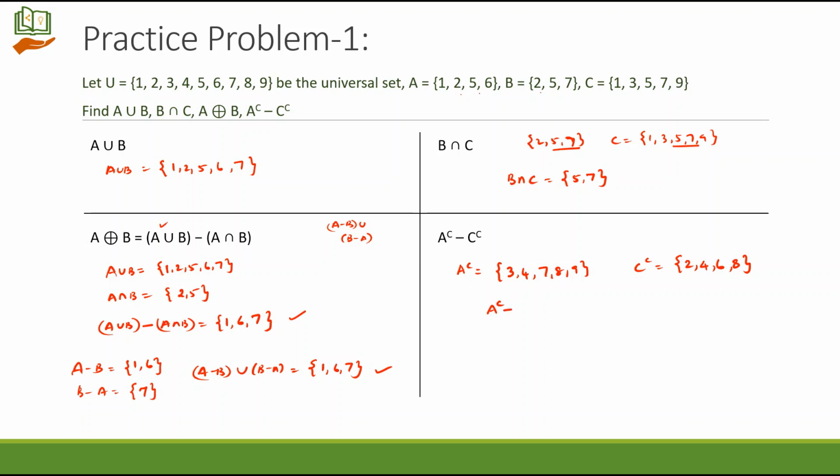What is A's complement difference C's complement? It should be present in A's complement but not in C's complement. Now we will take 3. 3 is present in A but not in C. 4 is present in A and C, so we will not consider 4. 7 is present only in A and not in C. 8 is present in C as well as A. 9 is present only in A. So the difference between A's complement and C's complement will be 3, 7, 9.